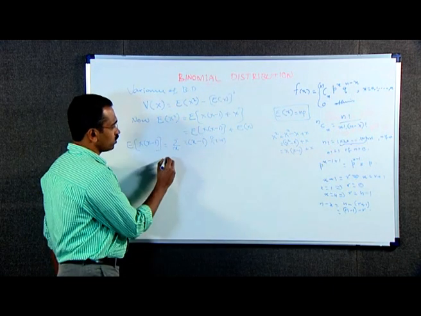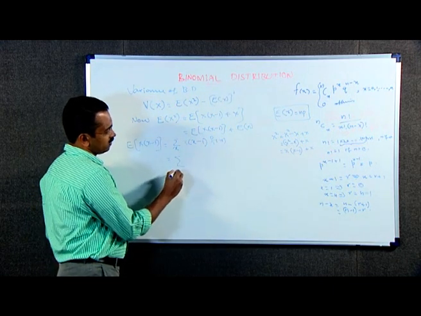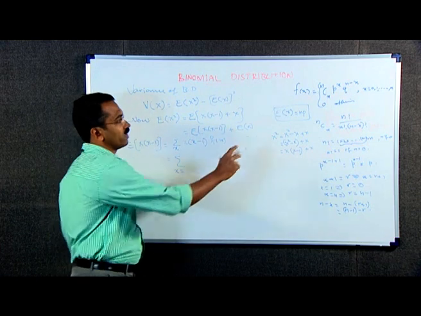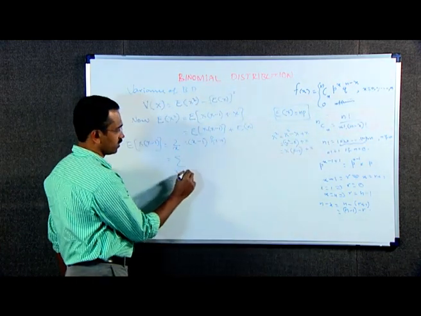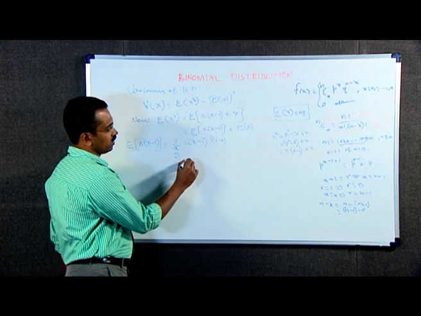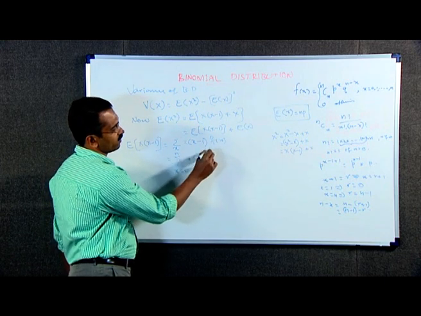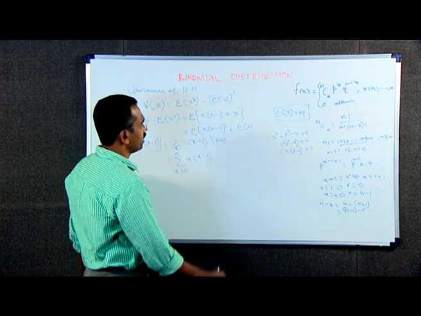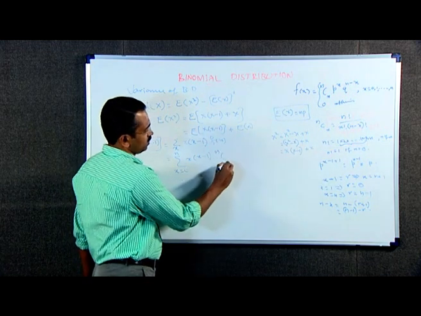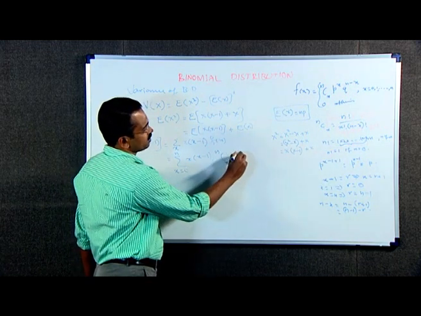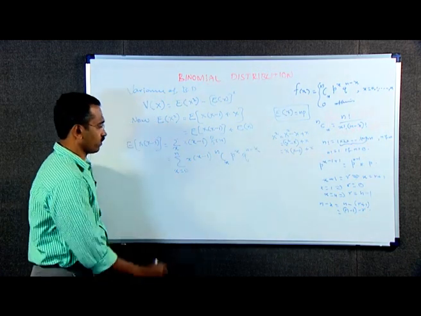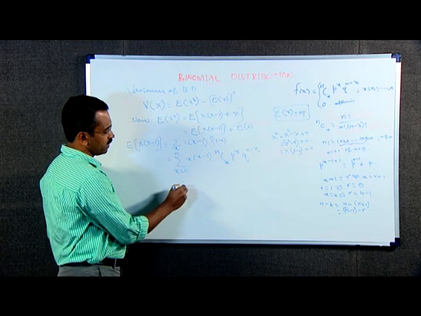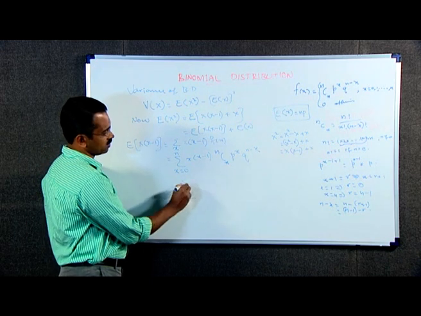That is equal to summation x varies from 0 to n, x into x minus 1, f of x, which is nCx p raised to x q raised to n minus x, which is equal to summation x varies from 0 to n.